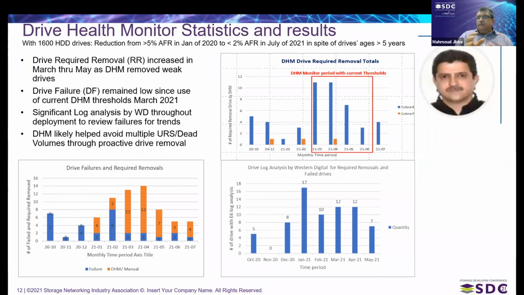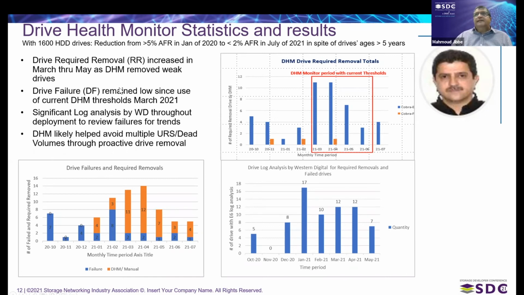Like Mr. Benford said, we monitored 3 systems. One of the systems has between 1,500 and 1,600 HDD drives, actually 1,602. This is the system that was seeing greater than 5% annual failure rate back in January 2020. After we monitored that system and started using the drive health monitor, the failure rate became less than 2% for drives over 5 years old.